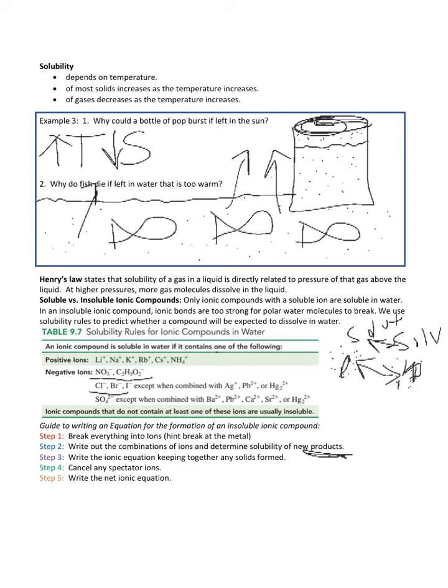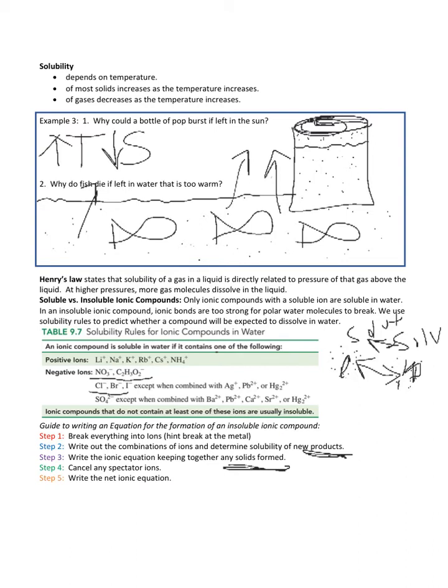Step 3, write the ionic equation, keeping together any solids formed. So we're going to write an ionic equation, which is composed of ions, hence the name, but we are not going to break into ions any solids that are formed. Step 4 says to cancel any spectator ions. Well, what the heck is a spectator ion? We haven't talked about that.